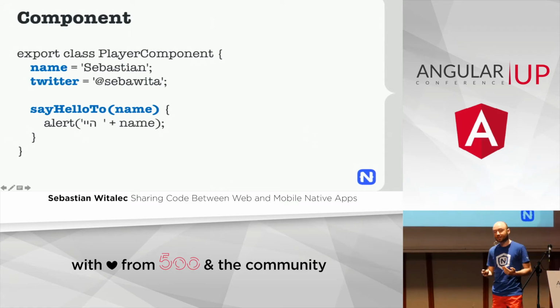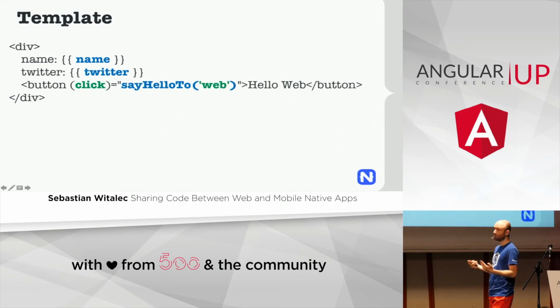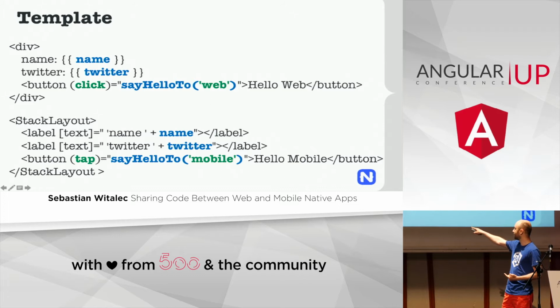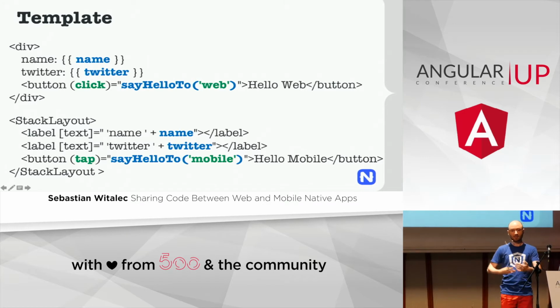Then the idea is that we'll have a template for the web application, and we can bind to the name property and the Twitter property, and on click event, we can call say hello web. Automatically we can do the same thing with NativeScript, except we have our own set of templates for the UI. In this case, I'll have a label that binds to the name and the Twitter, and on tap event, my button is going to call say hello and pass in the mobile property. This is pretty much the idea.